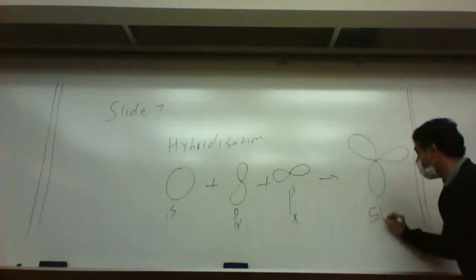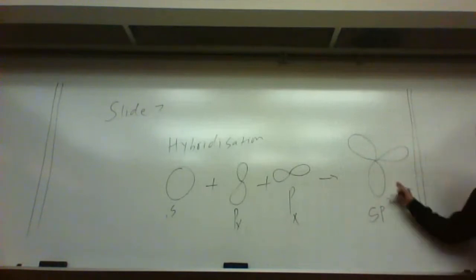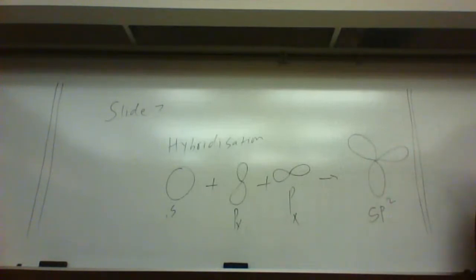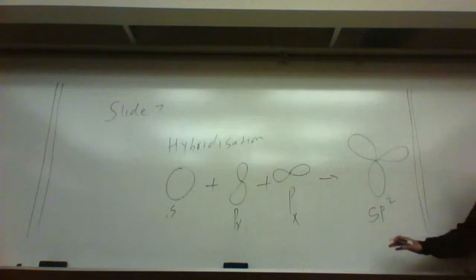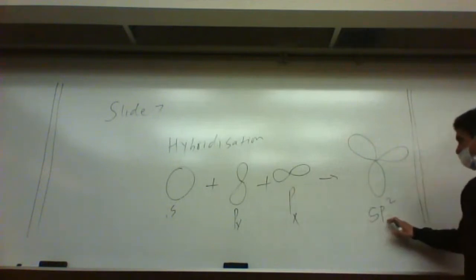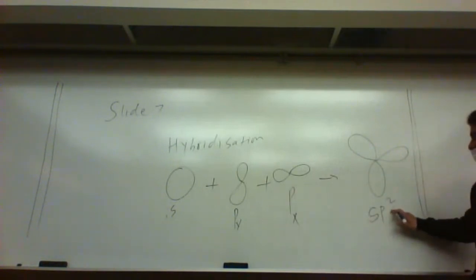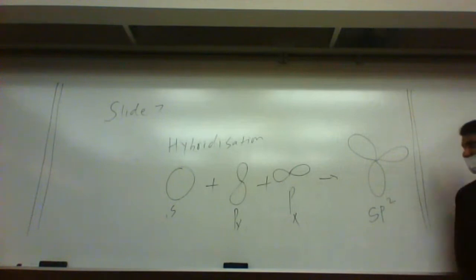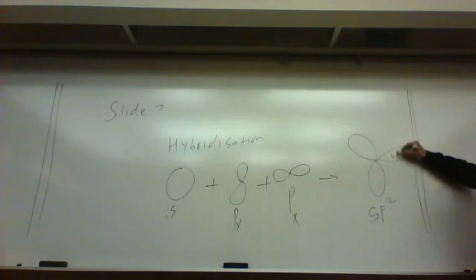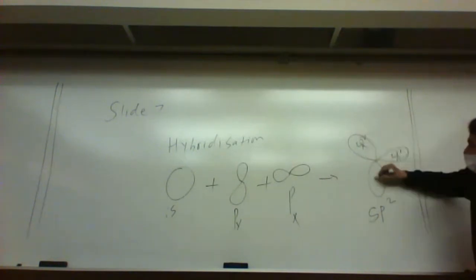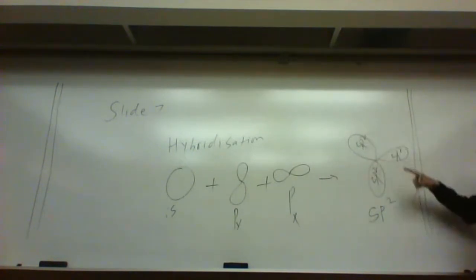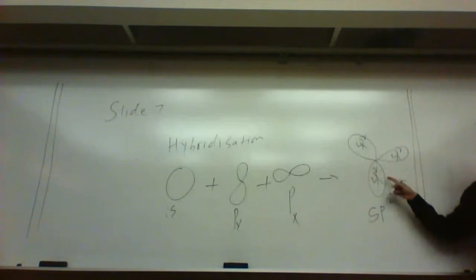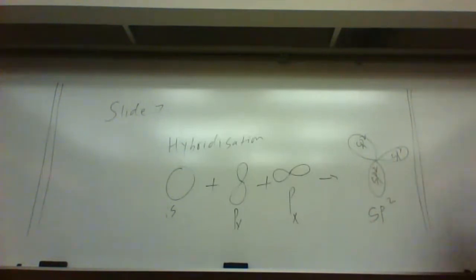So I would write this as an sp2 orbital. The name of this is sp2 orbital. Make sense? Why sp2? Because I mix 1 s and 2 p. Since p are 2, this is sp2 orbital. Now how many sp2 orbitals are there? This is 1 sp2, this is another sp2, this is another sp2. So 1, 2, 3 sp2 orbitals. Make sense?